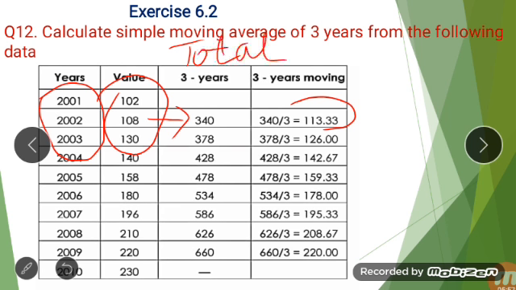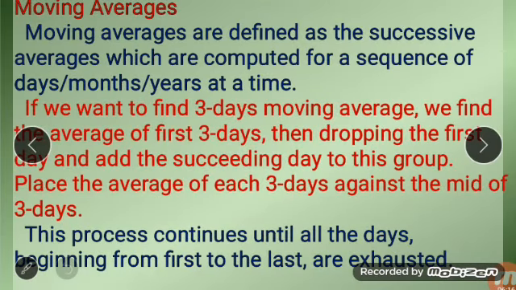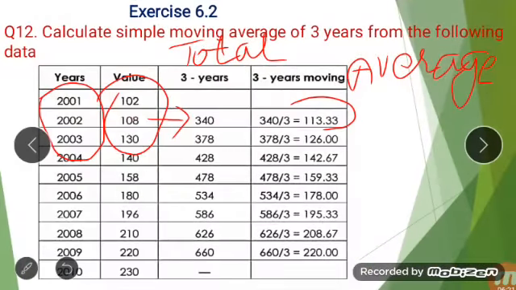And here we can write 3 years moving average. Let me tell you one important thing here, that the average or the total should be written in the middle of these 3 years, as it is discussed that average of each 3 days against the mid of 3 days. So 2001, 2002, 2003, which one is the mid? The middle is 2002, so therefore the average or the total should be written against 2002.